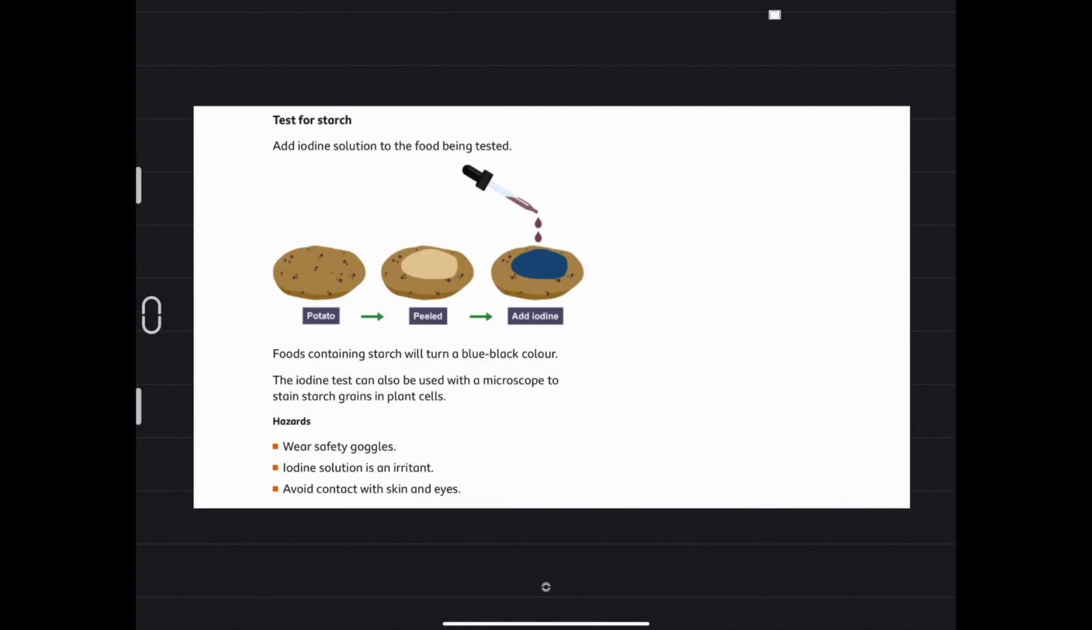Now you can do the same test in a solution form as well, where you have starch solution. Here it's in a solid form, the potato, but bear in mind you can have it in a solution form. So iodine solution with starch solution in that form as well. So here you can see that we've got our iodine solution, and the observable color would be yellow or red, and then here you can see the positive test, which is blue black.